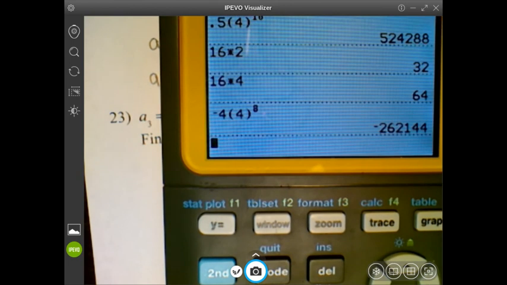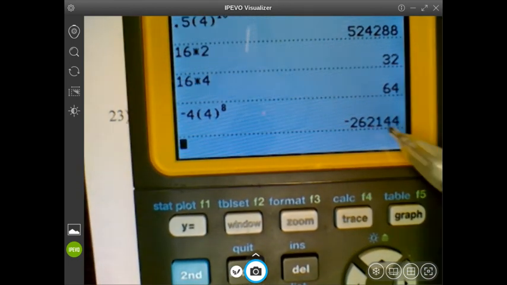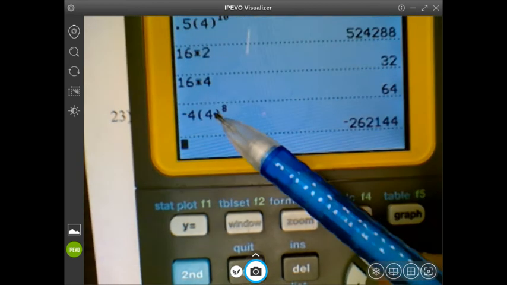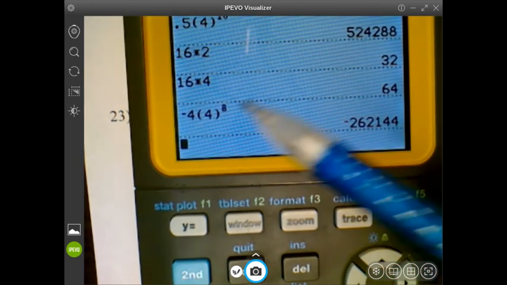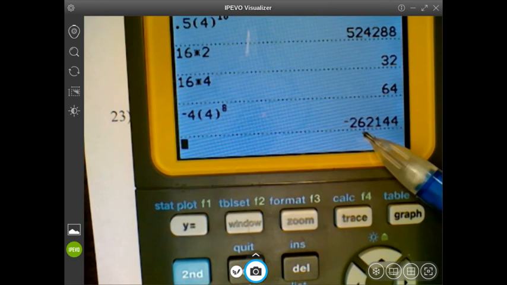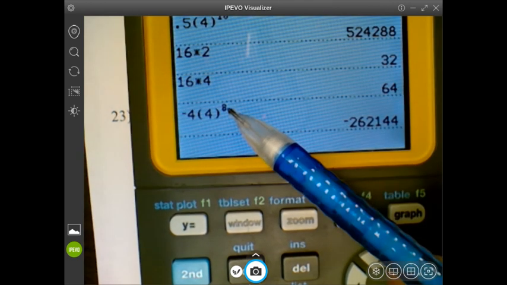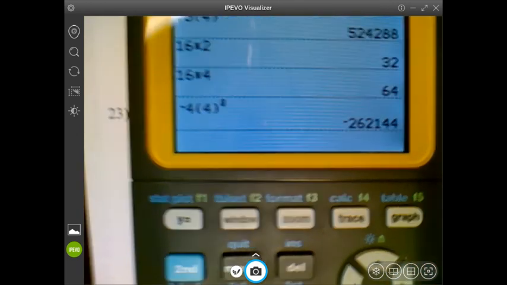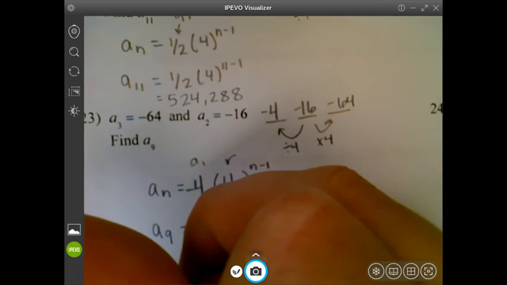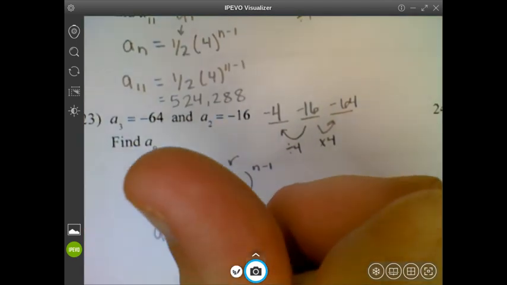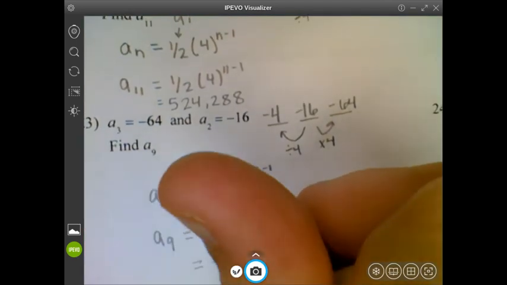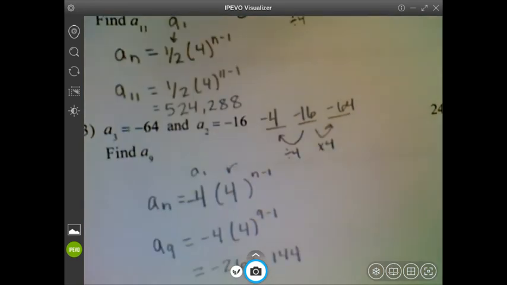9 minus 1 is 8. So that makes sense, once again, to have a relatively big number because we have a base of 4. So it's being multiplied by 4 every time. It's not as big as the last one because this one's only to the power of 8, where the last one was power of 10, right? So it just got multiplied more times. 262,144.